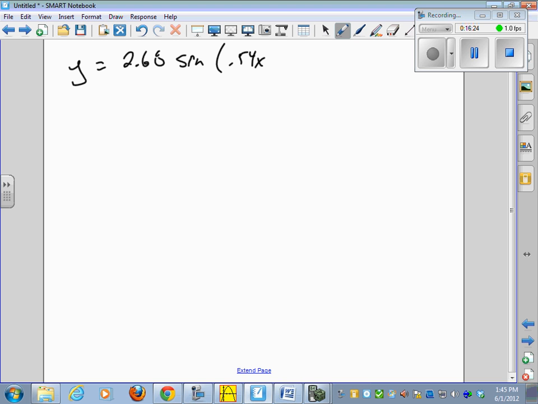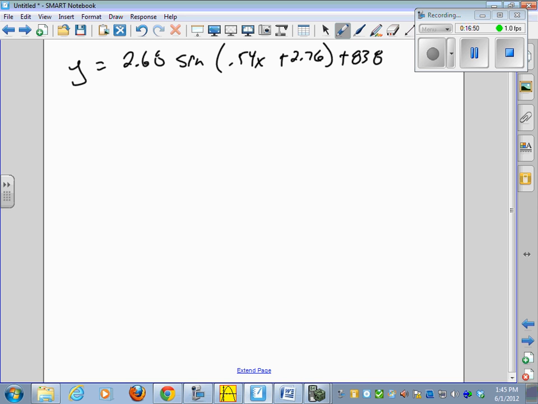0.54x plus 2.76 plus 838. Okay? I can guarantee you they're going to give you an equation and you're going to have to graph it. One half of that is easy. The other half is challenging. I'll give you the easy part first.